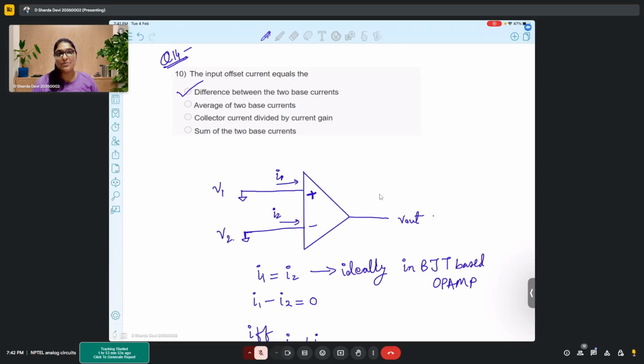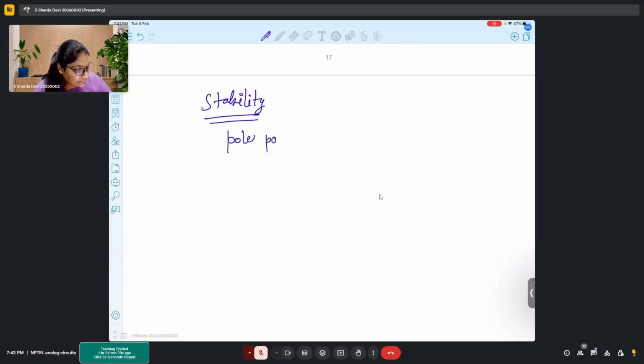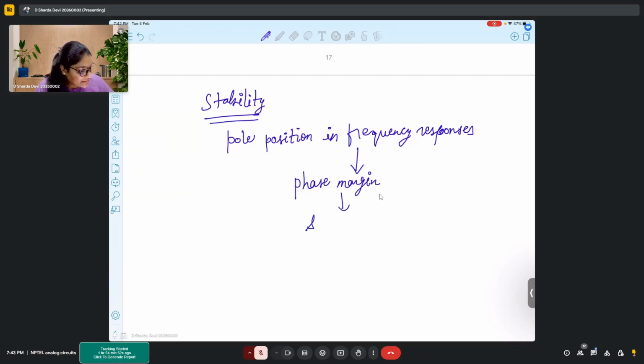If you feel there is some concept that is missing, I can help you with that. Ma'am, can you explain the concept of stability of an op amp? Okay, so stability is a huge topic in itself. It's not easy. But to briefly explain, when we say stability, we talk about stability in terms of pole position in frequency responses. Based on where your poles are placed, you will get the phase margin, and this phase margin tells you the stability. So this is the idea.